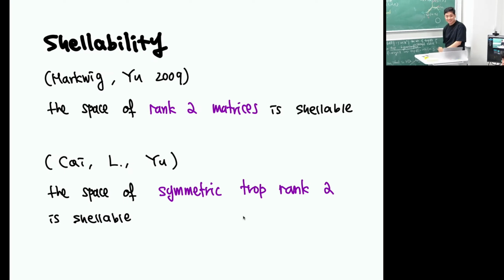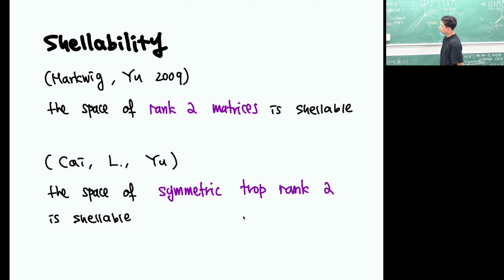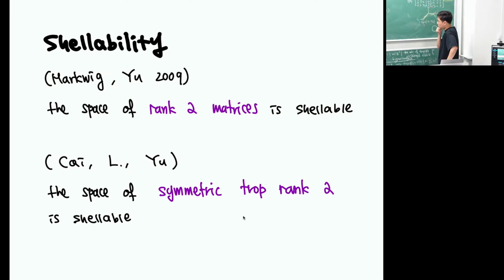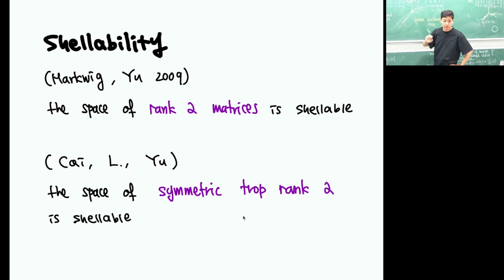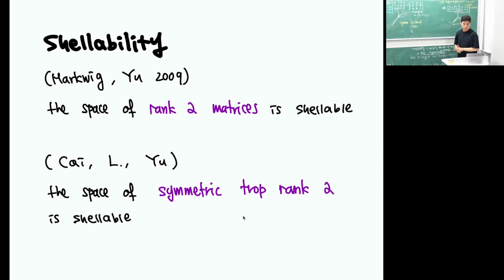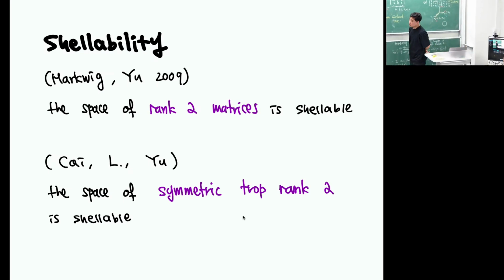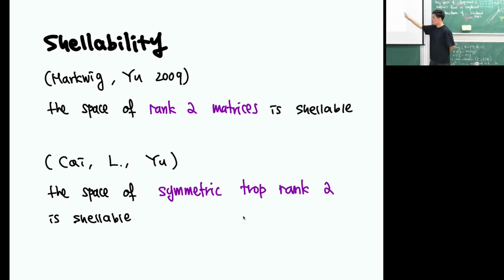I don't know. Okay. Maybe the dimension would be like, if you have a 3 by 3, then you have 5 parameters there. Okay. So the statement is really about symmetric tropical rank 2 n by n matrices. Yes, exactly. So for the fixed n there.